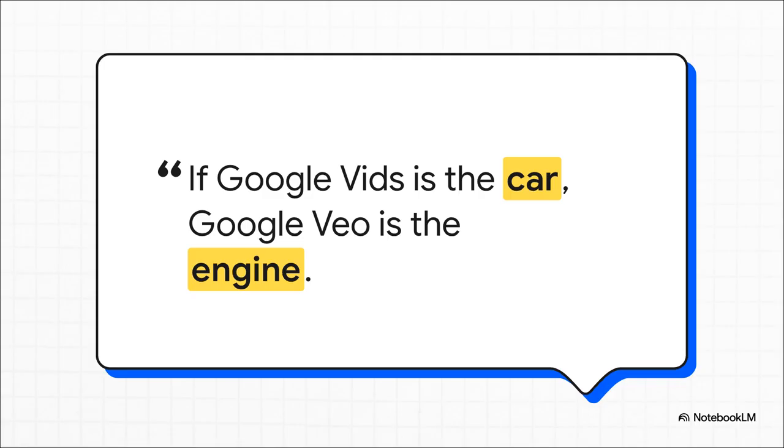To put it as simply as I can, Vids is the car you drive. It's got the steering wheel, the seats, the nice user interface. Veo is that high-performance engine under the hood that gives it all its power. If you can remember that one analogy, you've already cracked half the code.